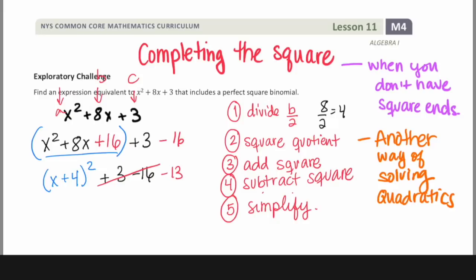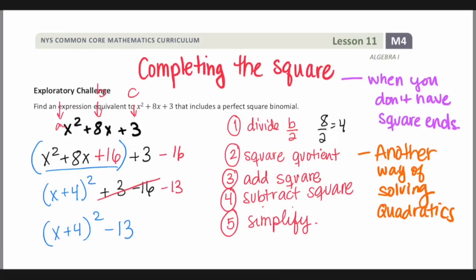And that, friends, is called completing the square. Once you have this, you will have an equivalent expression, but you have it written in a way that you're going to be able to do a lot more things with, and you're going to be able to solve that quadratic a lot faster. Now, I'm not going to solve it for you right now, but we're going to do that in future lessons. I'm just showing you how to complete the square.